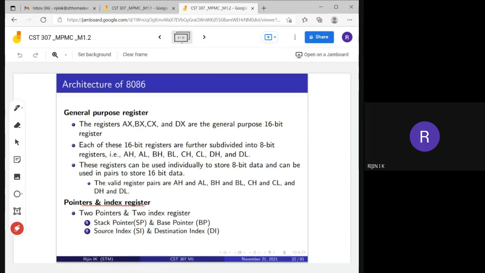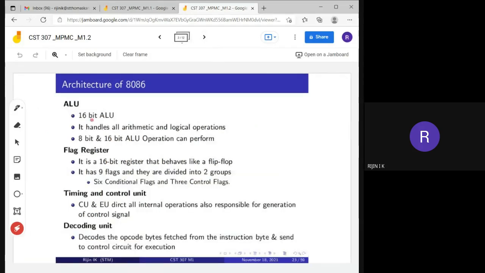And there are pointer and index registers, that is stack pointer, base pointer, source index, and destination index. Then the ALU is a 16-bit ALU for arithmetic and logical operations. It can perform 8-bit and 16-bit operations. Then there is the flag register. It is a 16-bit register.